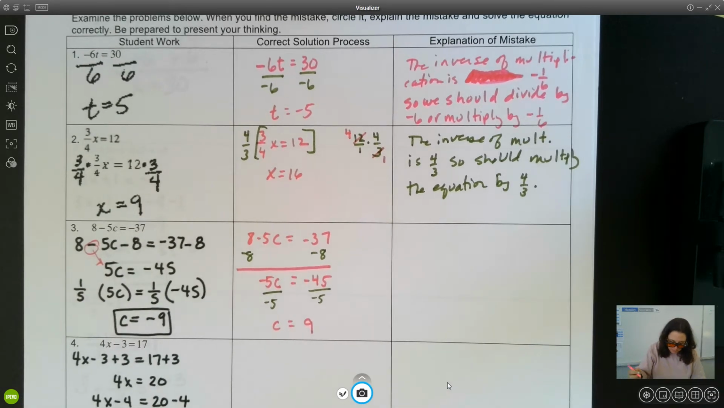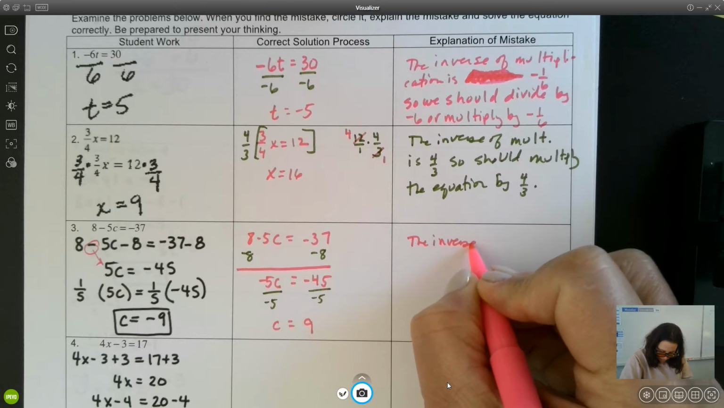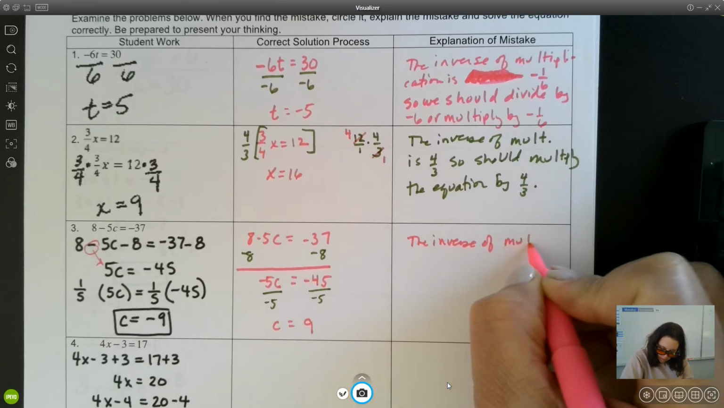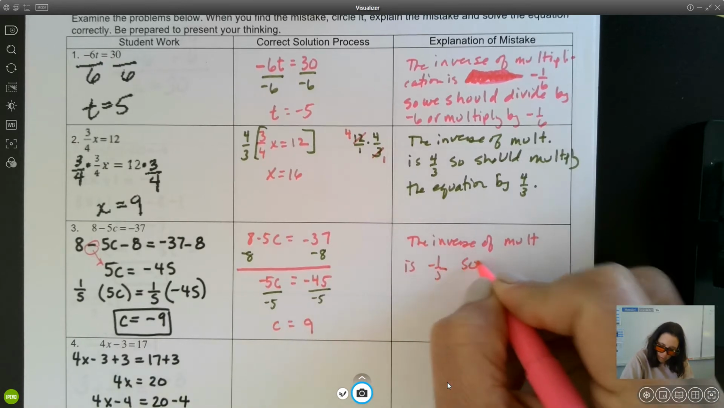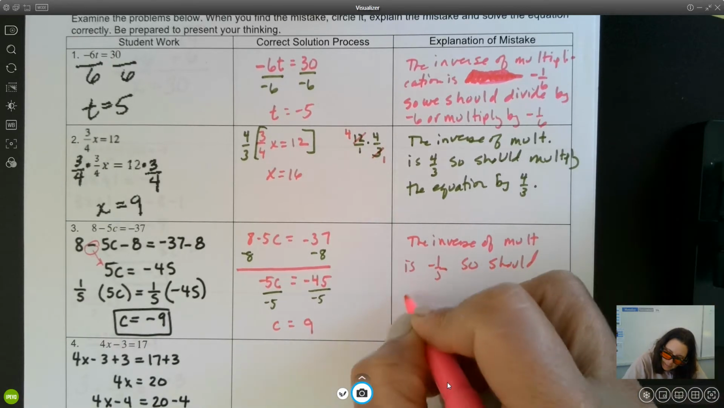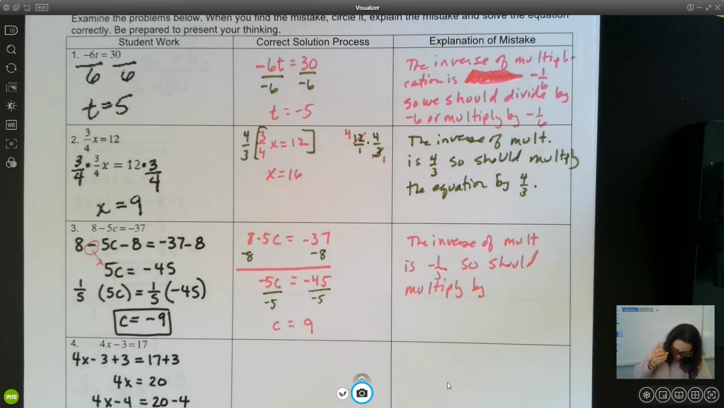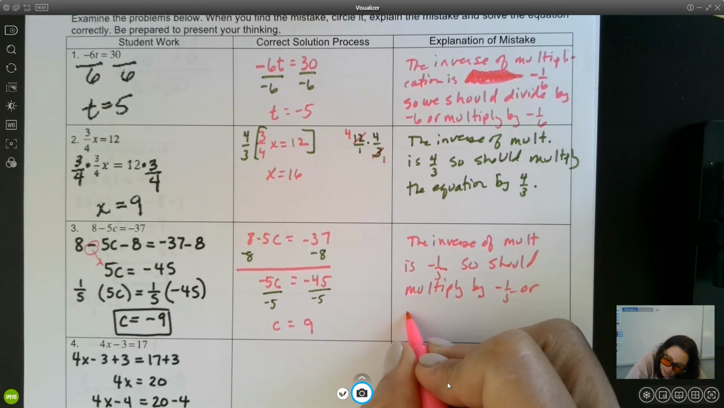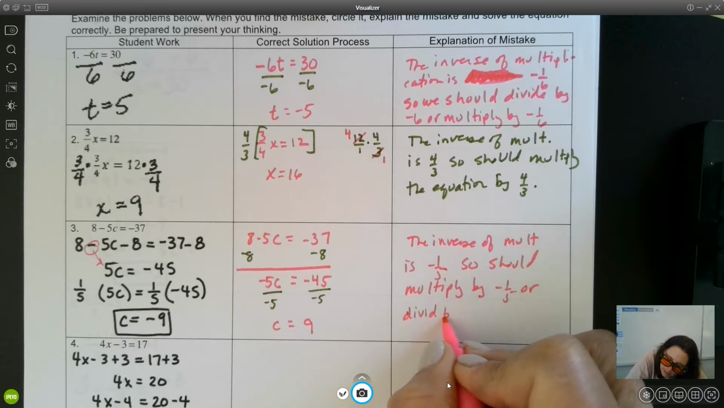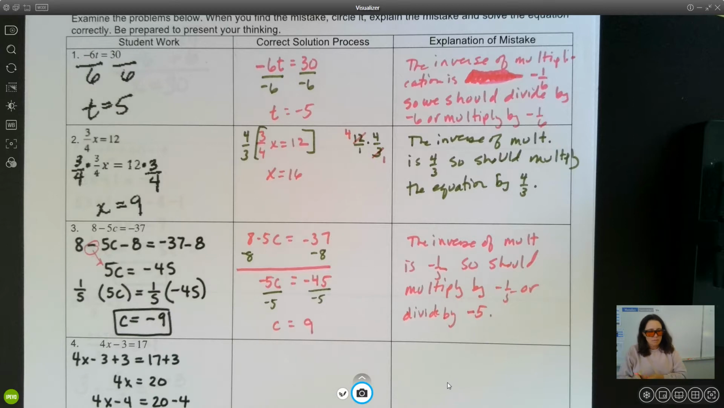Okay, so let me write in pink on this one. So the inverse of multiplication is -1/5. So we should multiply by -1/5 or divide by -5. Okay.